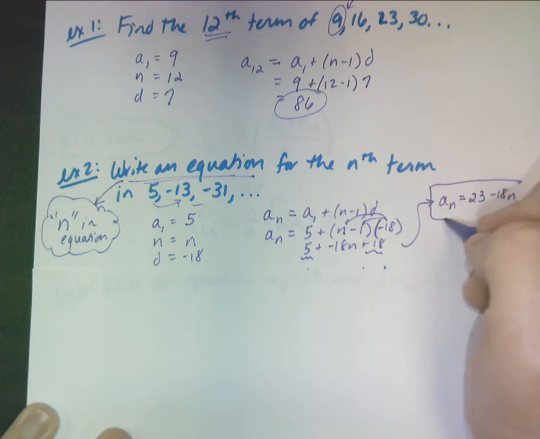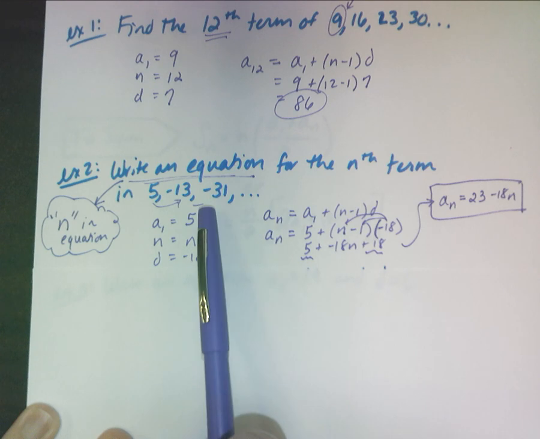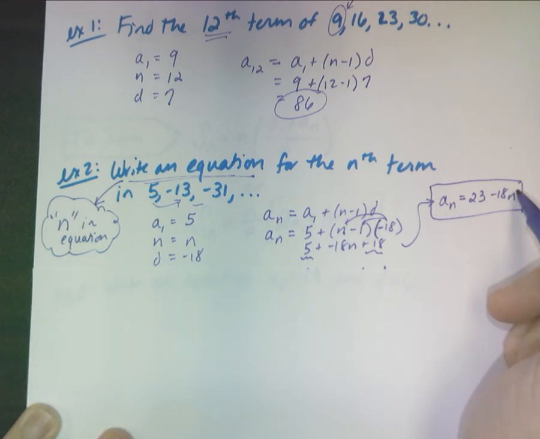So there's a formula, there's an equation for our nth term of this sequence. So if I wanted to find the 100th term, I could put 100 right here times negative 18, and then add 23 to it. Okay? Easy peasy.